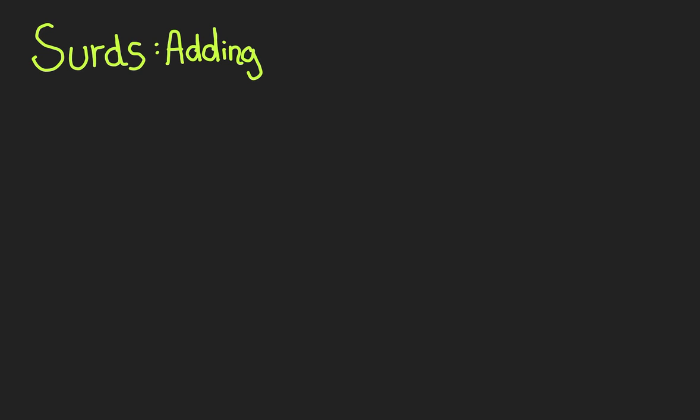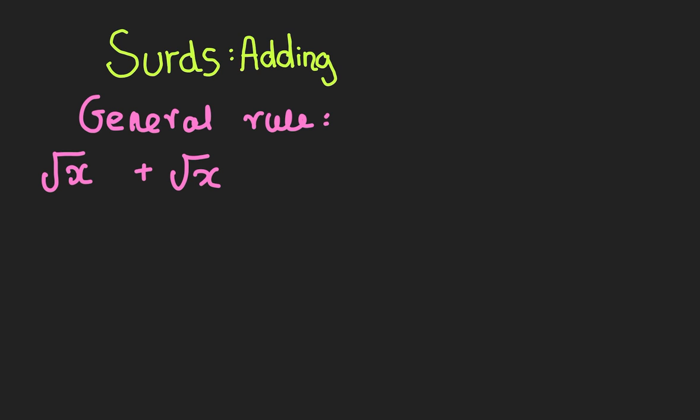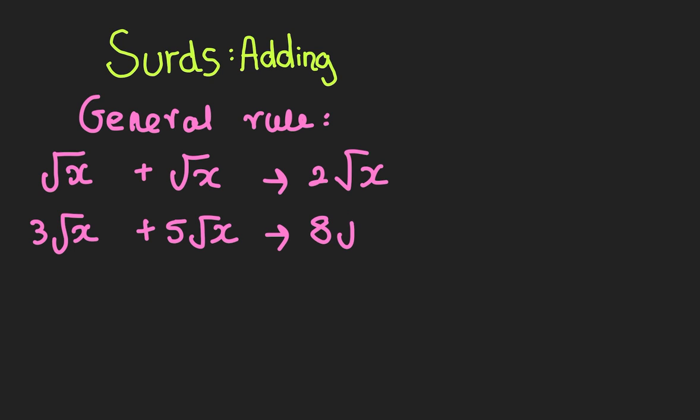Continuing from the chapter of Surds, let's start addition from Surds. Now, I'd like to cover the general rule and the application to all Surds. Alright, so the general rule says, for instance, if you had root x plus root x, from this addition, it simply becomes 2 root x. Once again, if you have 3 root x plus 5 root x, this would simply become 8 root x.